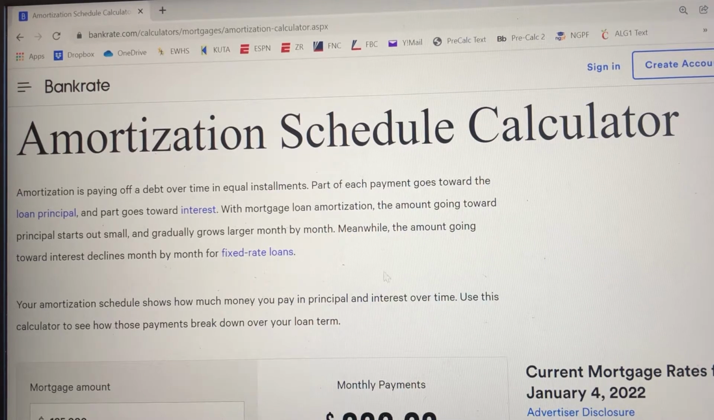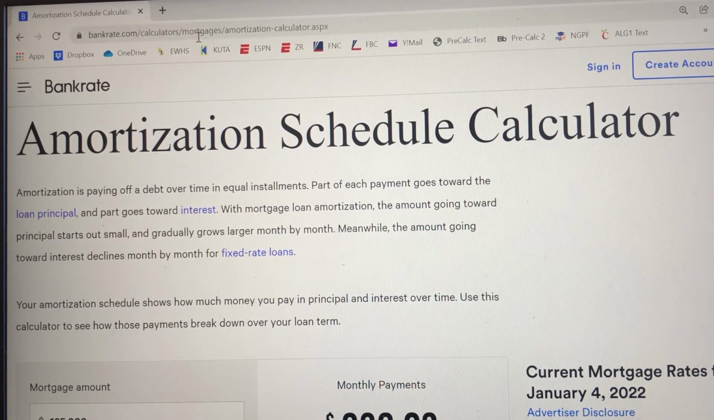All right, so in this video, we're going to go over amortization of loans. Most loans that are amortized are mortgages, the big one, the most common one. And you'll notice on the website here, I'm using bankrate.com. You can just search bankrate.com amortization calculator, and this link will come up.